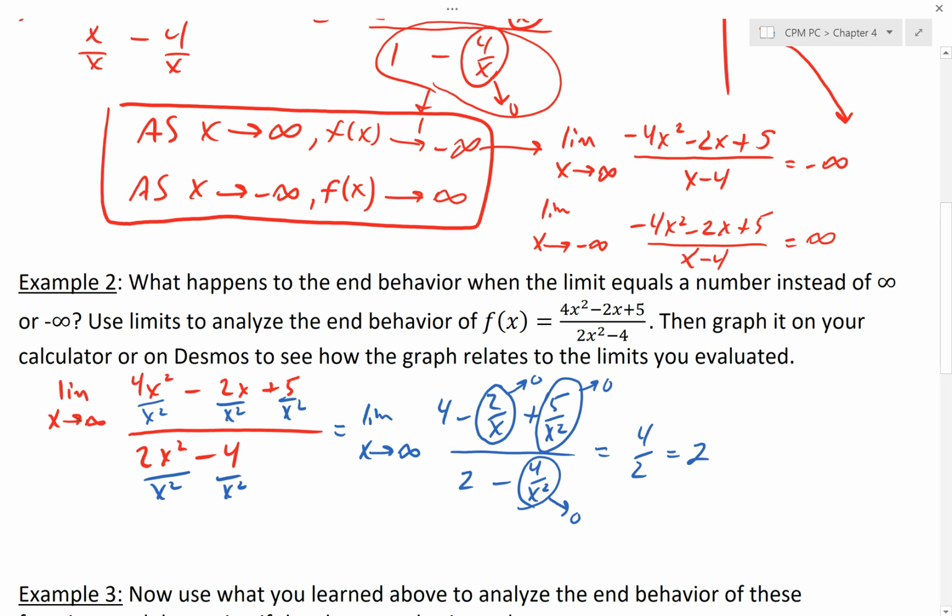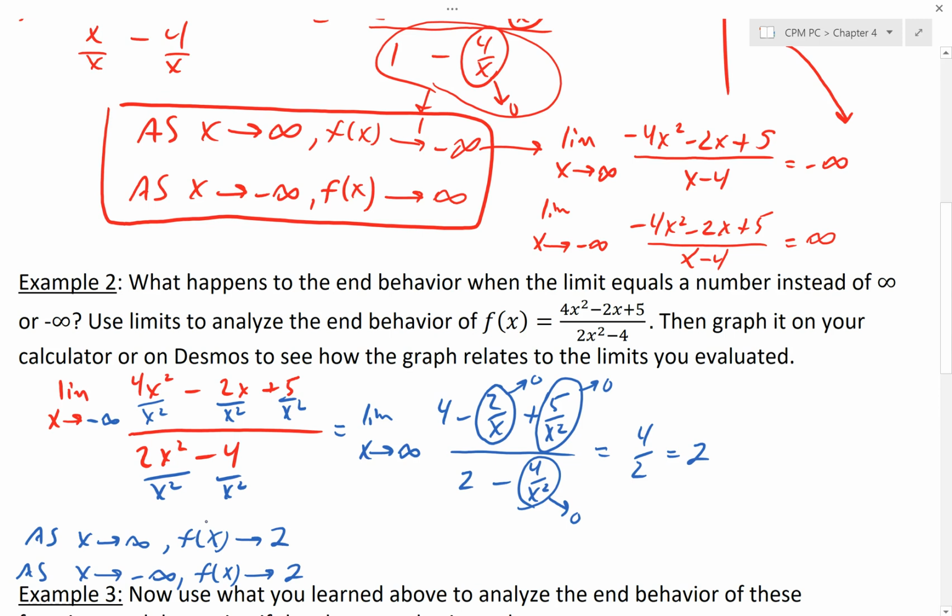Okay. Also, if I change this to x approaches negative infinity, nothing's going to change here. It's still going to just approach 2. And so you might be wondering, what does that mean that the function is approaching 2 as we go to the left and the right? So I could write the statement as x approaches infinity, f of x approaches 2, and as x approaches negative infinity, f of x approaches 2.